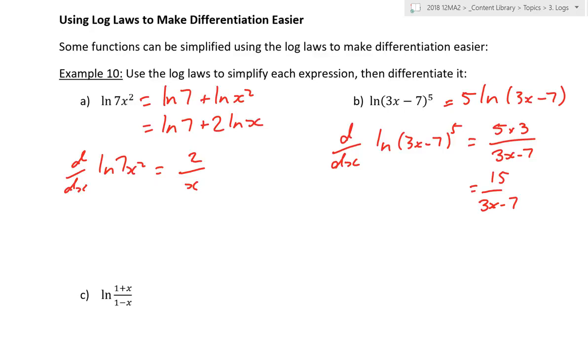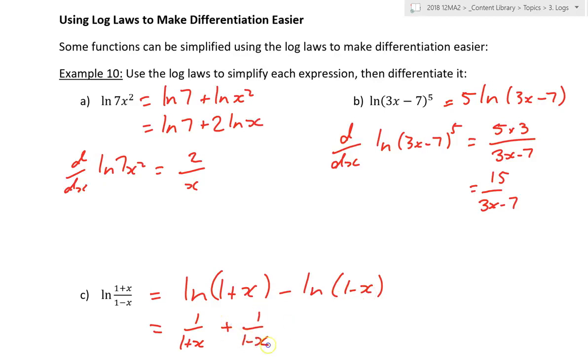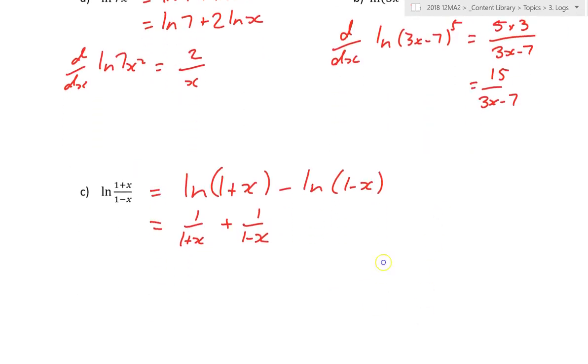Now, what are we doing here? This looks like it's going to be horrible, but it won't be. So this is the same as the log of 1 plus x minus the log of 1 minus x. Now differentiate this, and I get 1 over 1 plus x. Differentiate this, you're going to get a minus. The differential of this is negative 1, so I'm going to change that to a plus, 1 over 1 minus x. And that's pretty nice. I wouldn't go further to try to add those things together. I would leave it just like that.